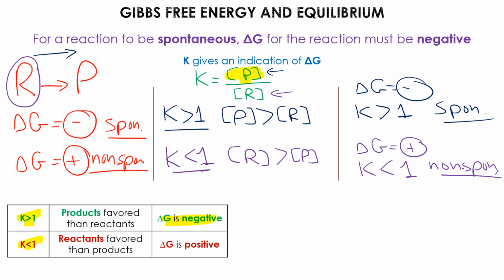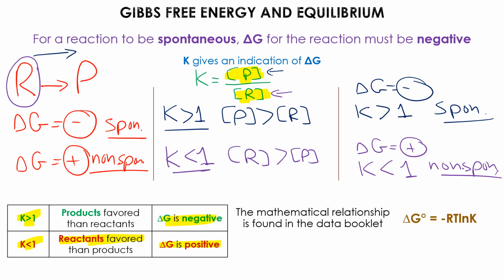If K is lower than 1, the concentration of R is much higher than the concentration of P, so the reactants are favored in this type of reaction over the products, and delta G is positive. It is a non-spontaneous reaction. The mathematical relationship is found in the data booklet. Delta G is equal to negative RT ln K, where R is the gas constant, T is temperature, and of course K is the equilibrium constant.